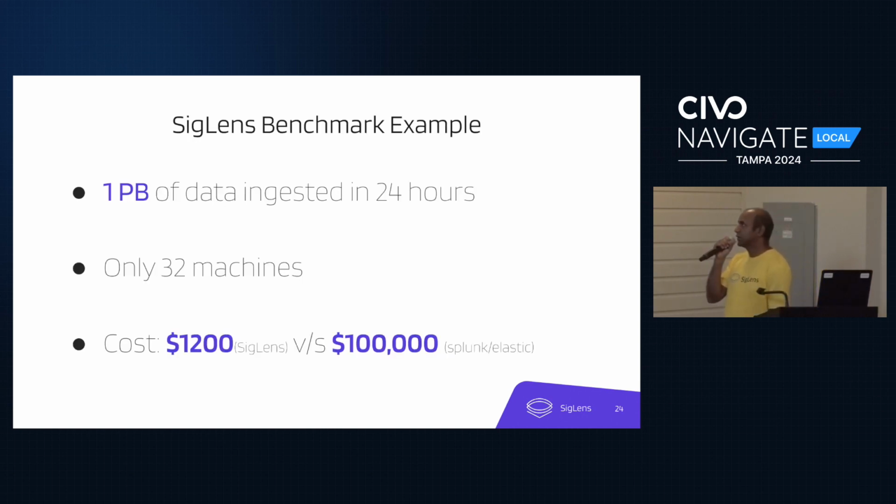Right? So just one quick example about our benchmark. We did a 1 petabyte test. We ingested over a petabyte of data in 24 hours. We needed only 32 machines, right? For the same volume, you would need 3,000 machines of Elasticsearch, right? So that's the huge difference that these kinds of databases provide. Our cloud cost was just $1,200 for that day versus the $100,000 you would need for that 24-hour period to run the same test with Splunk or Elastic.